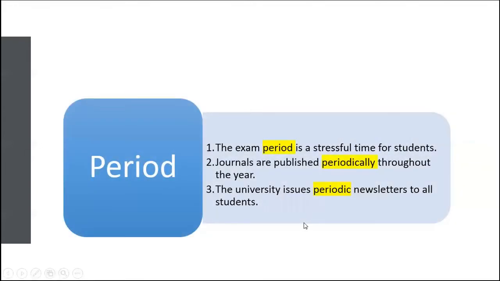The next word, period. The exam period is a stressful time for students. Journals are published periodically throughout the year. The university issues periodic newsletters to all students. So here, period is to do with time.